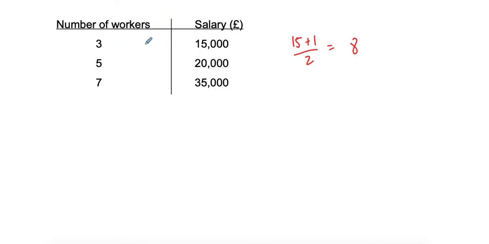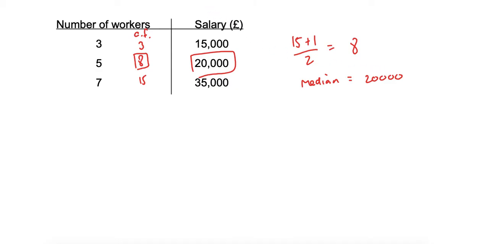How do I find the 8th person? If I've got a grouped frequency table like this, I need to use the cumulative frequency. So 3, 8, 15. The 8th person, luckily, is just about in this category. So in this case, the median is 20,000.